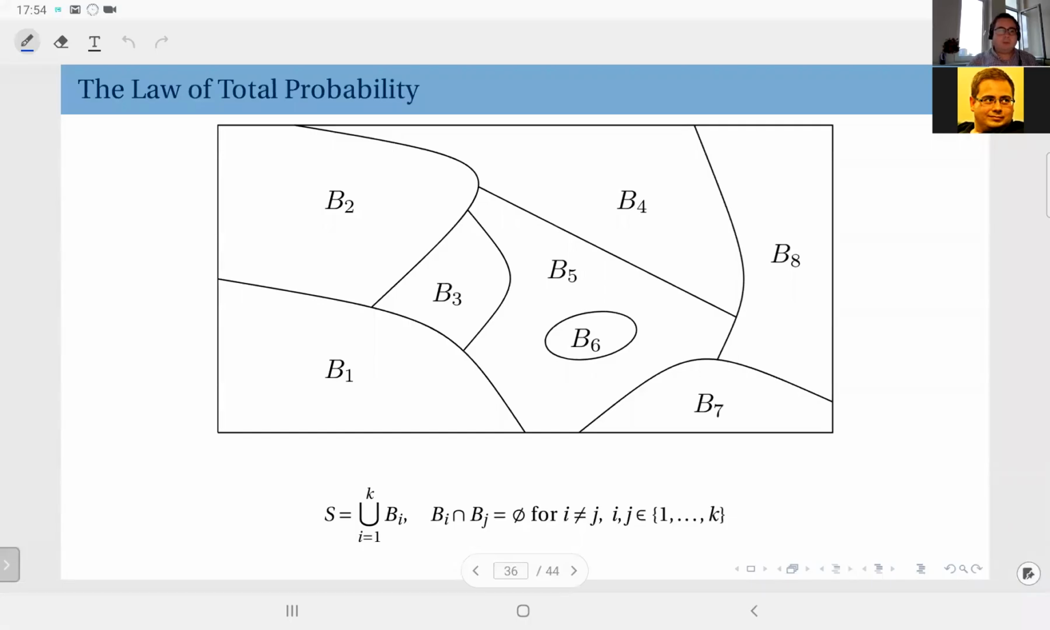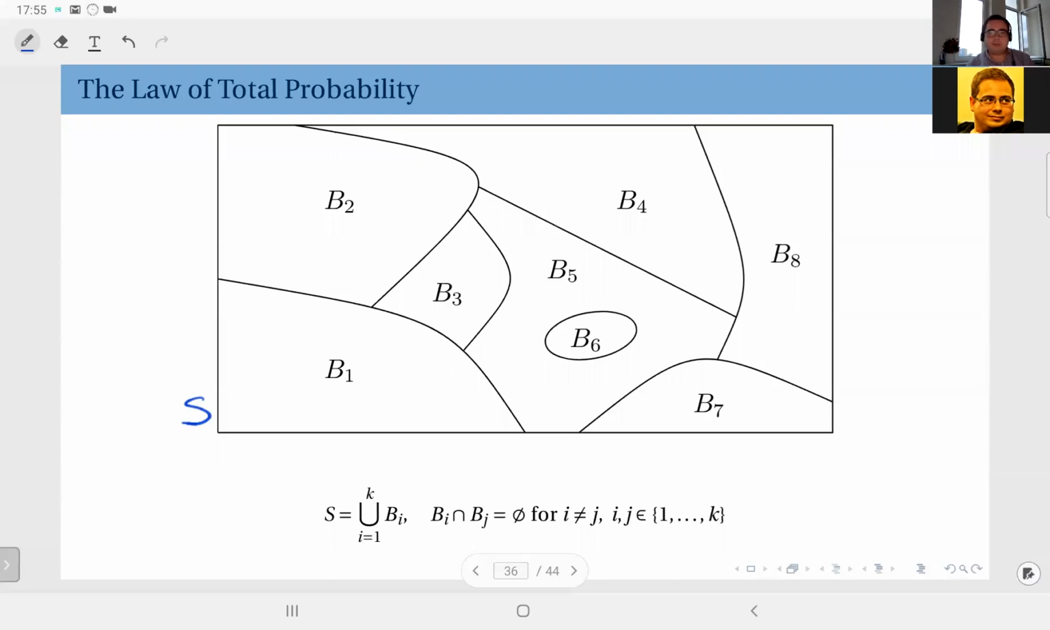At this point, we will talk about the law of total probability. Now, you see a partition of a sample space here. Let's say this is my sample space. And when I say a partition, that's a mathematical term. That means a set of sets, let's say. And in this specific example, that is B1, B2 through B8.